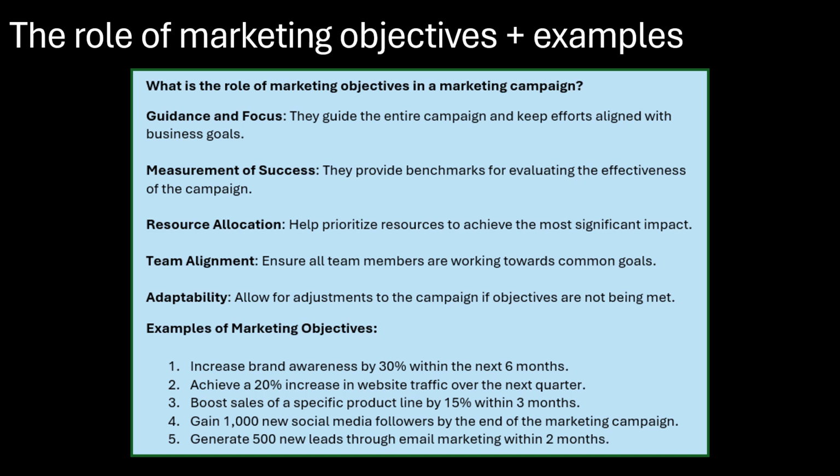Number 2, achieve a 20% increase in website traffic over the next quarter. Number 3, boost sales of a specific product line by 15% within 3 months. Number 4, gain 1,000 new social media followers by the end of the marketing campaign. And number 5, generate 500 new leads through email marketing within 2 months. These are all just general examples, by the way, of marketing objectives.